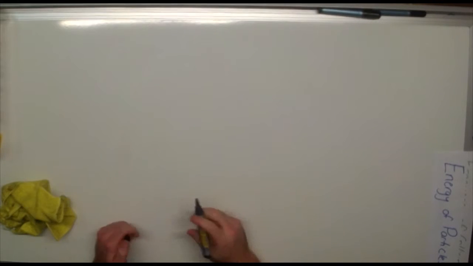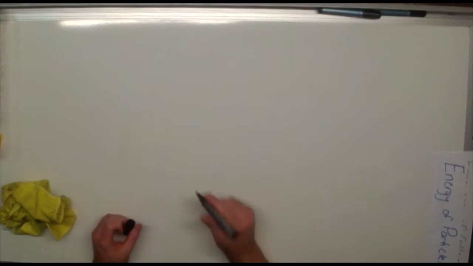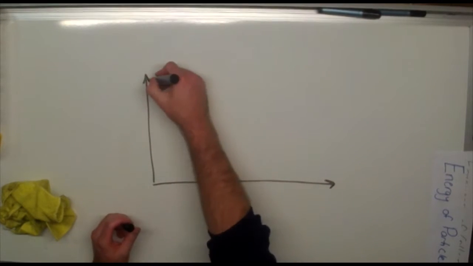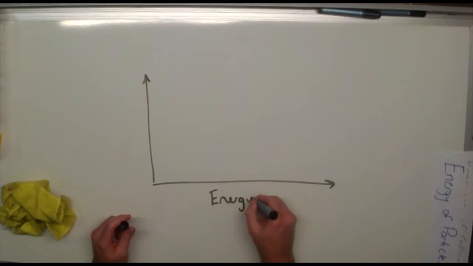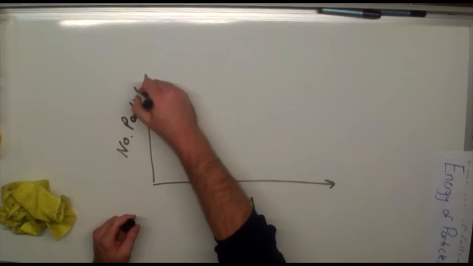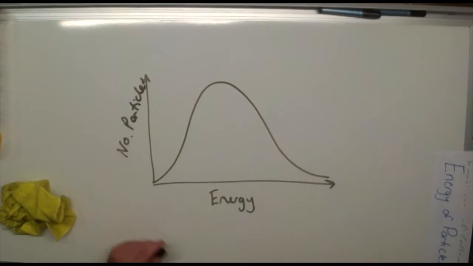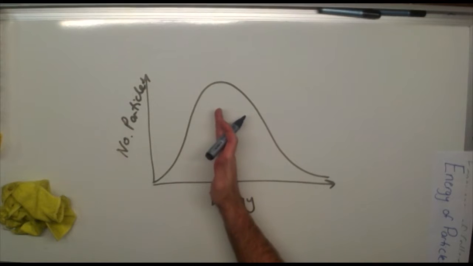minimum energy required. So we can show the energy required and how many particles have that activation energy by using another graph. This one's called an energy profile graph. So down here we have energy, and along here we have the number of particles. Okay, and what we get is this bell curve distribution. Okay, so this is sort of the middle energy. This is our mean energy that all the particles have.